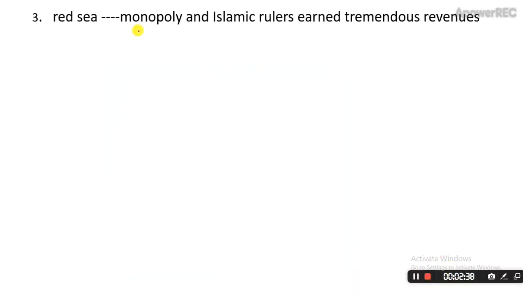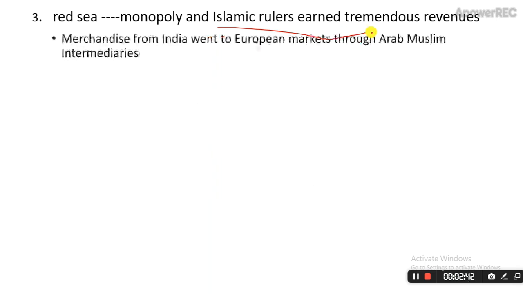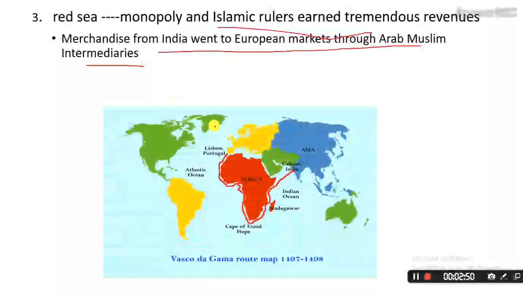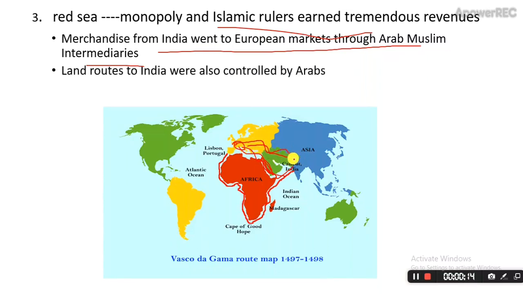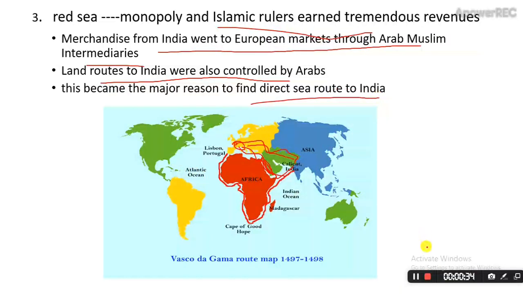The third reason was, as we have already seen, that the monopoly of Islamic rulers earned tremendous revenues. Merchandise from India went to European markets through Arab Muslim intermediaries, who earned huge profits. Here is the Red Sea and here is Europe. So Europeans go through this route, and they have to pay tremendous revenues to the Arab rulers. If we neglect the Red Sea route, there was another option, trading via the land route. But there was also a problem in the land route: the land routes to India were also controlled by the Arabs. This is the major problem, and the problem always comes with a solution. So what's the solution? The solution is to find a sea route to India, excluding these intermediaries. This became the major reason to find the direct sea route to India.